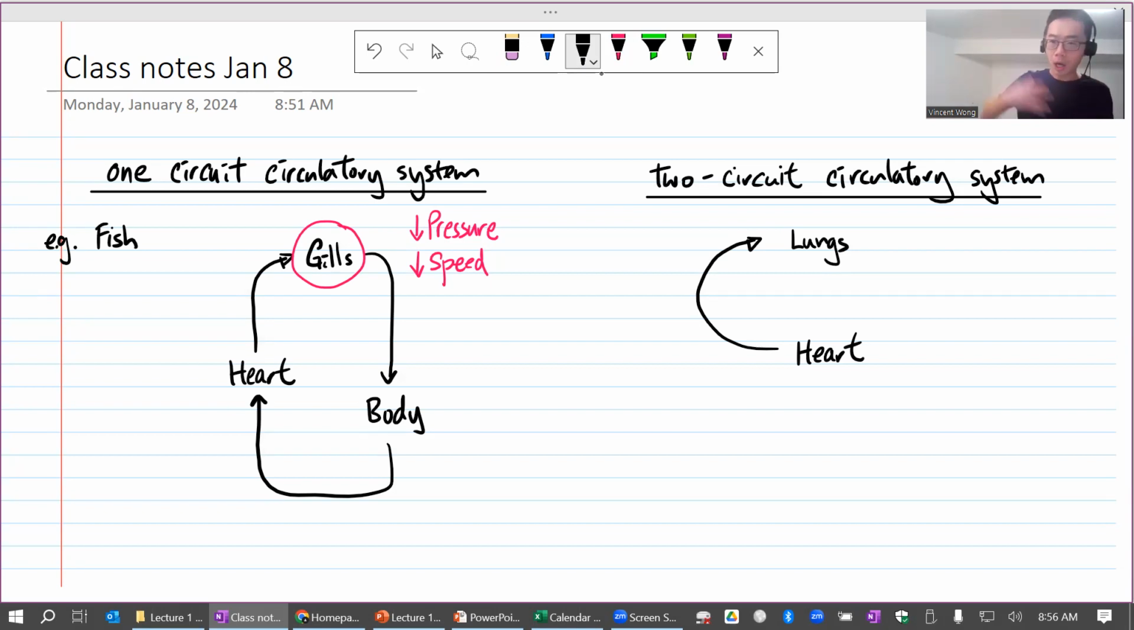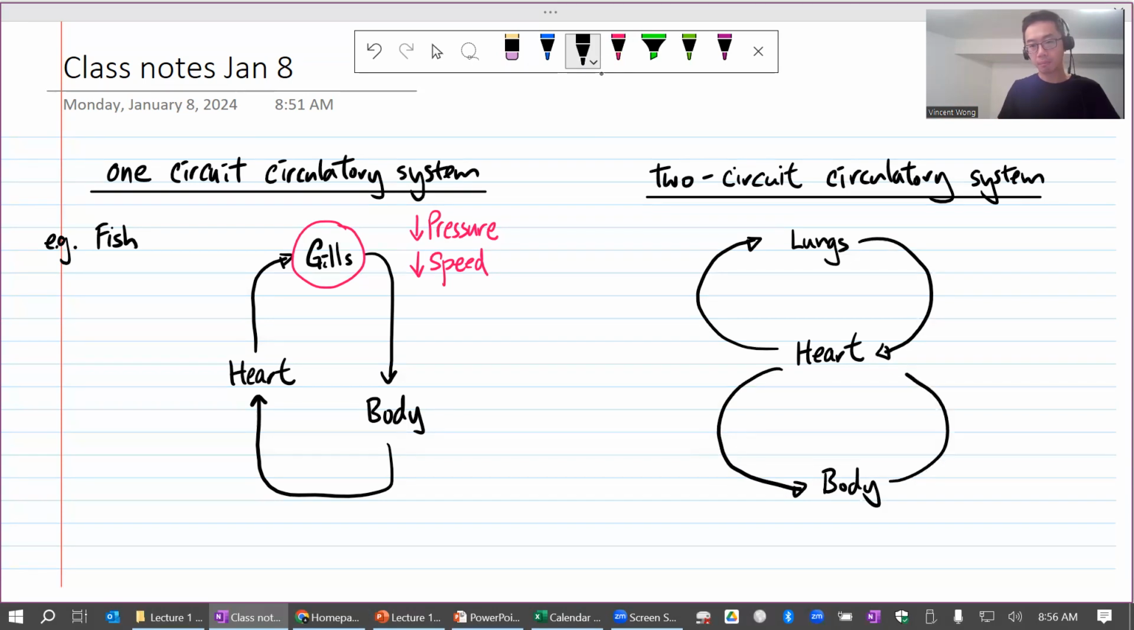So for us, the heart is gonna beat and it's gonna send the blood to the lungs where you pick up oxygen, right? It does more than that. We'll talk more about later. But instead of going through the body right away, it's gonna come back to the heart. And the heart is gonna give it a second squeeze, and then it's gonna go to the body before coming back to the heart. So that second squeeze is gonna fix the problem of the one circuit circulatory system, right?